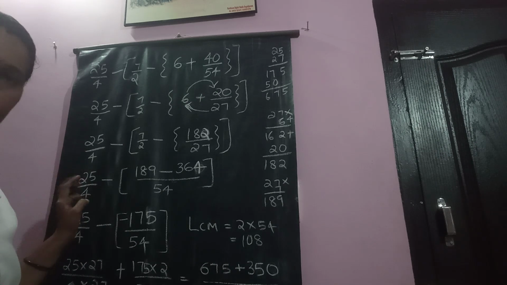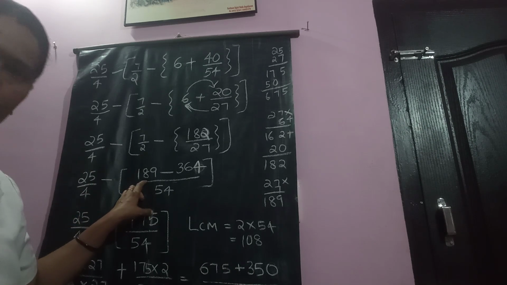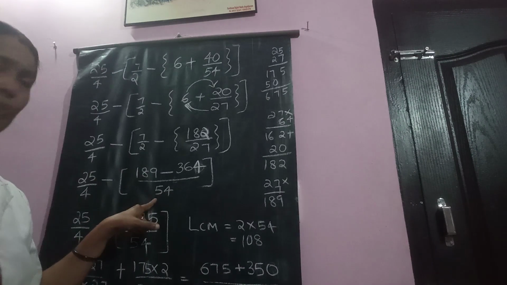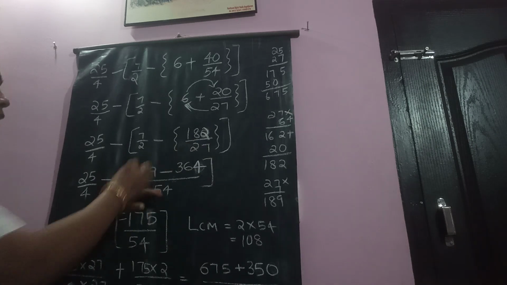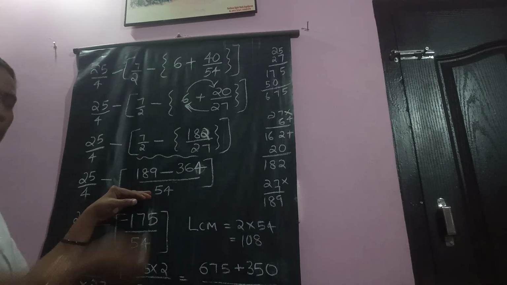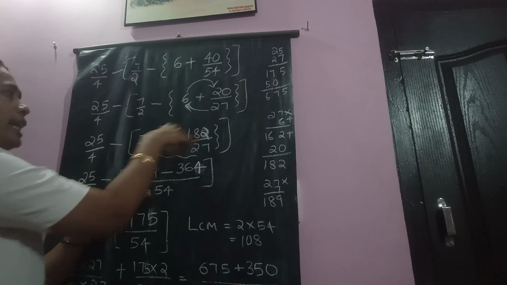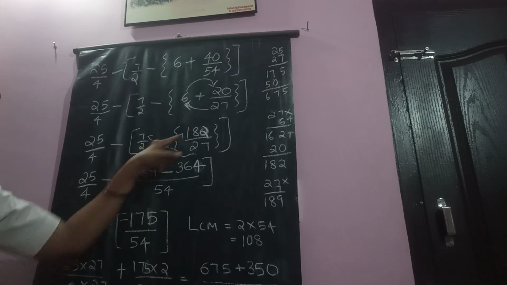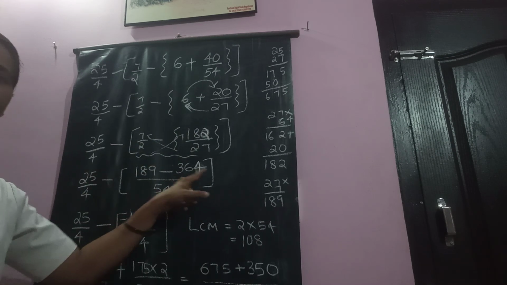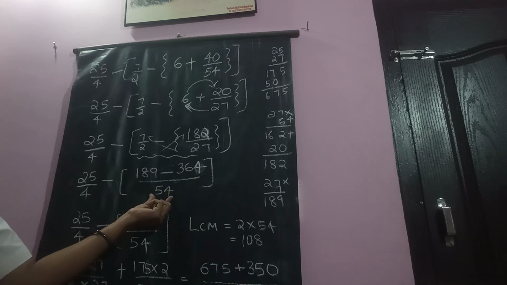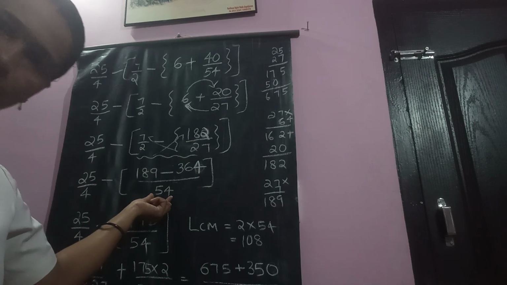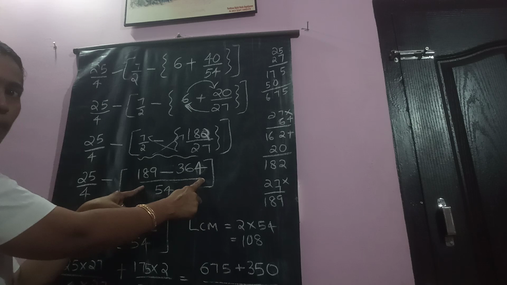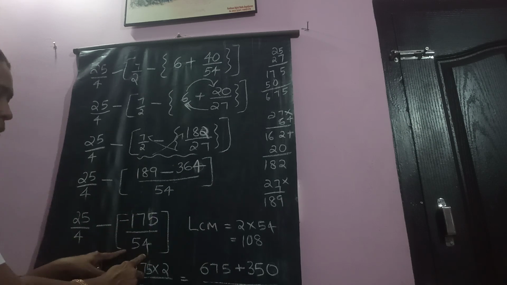25 by 4 is outside itself. Inside the bracket 189 minus 364, isn't it? By 54 now, isn't it? How to do this one again? The 182 by 27, how to solve? Cross multiplication rule teacher has applied. 7 into 27, 189. So teacher wrote 189. Minus 182 into 2 is 364. By 2 into 27 together is 54. Okay, 54. Now again we can subtract these two, small minus big. So we have negative 175 by 54.